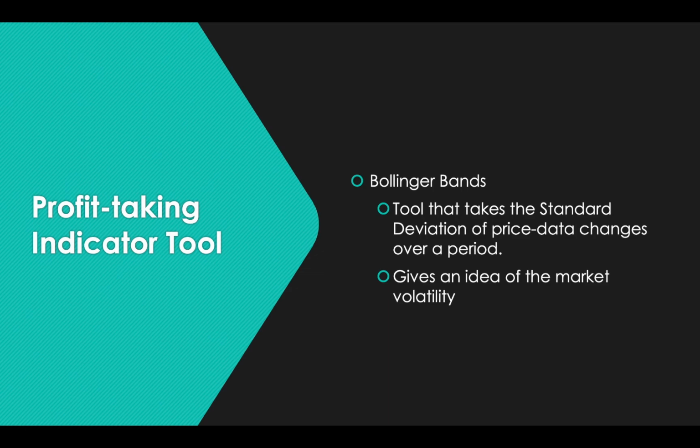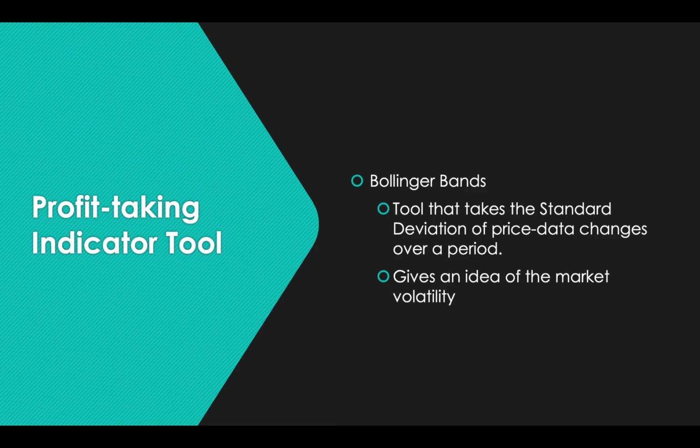For this video, we will be looking at some of the profit taking indicator tools. To start off with, let's look at the Bollinger Bands. This tool takes the standard deviation of price data changes over a period and then adds and subtracts it from the average closing price over the same time frame to create trading bands. I know this could be a little difficult to visualize, but once I go through the basics of Bollinger Bands and how they're useful, I'll show you how to plot one using the MQL5 web application.